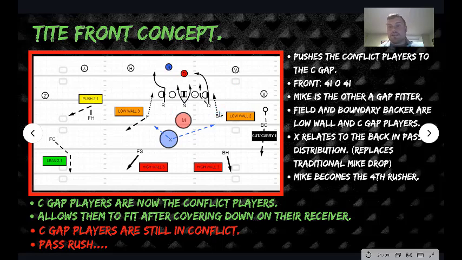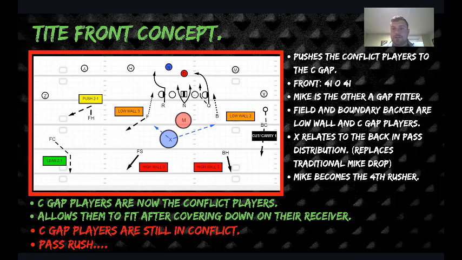The X in our base stuff does not have a gap. If we get two backs, now the X will fit off the fullback. So again, we're mostly looking at just spread right now, but the X would fit off the fullback to make you gap sound. C gap players in conflict is still a problem, but it's better than an A or B gap player, right? They're closer to their job.